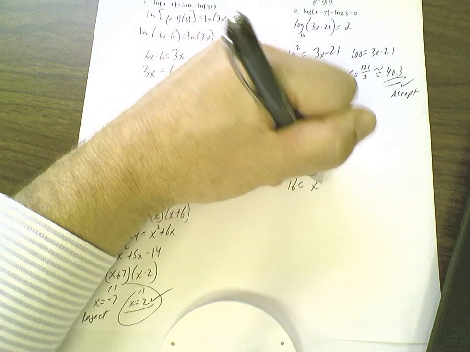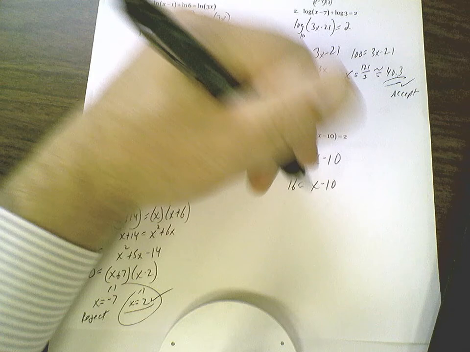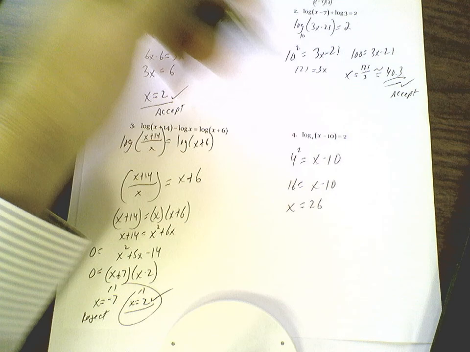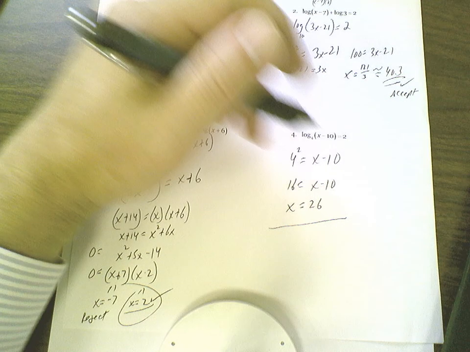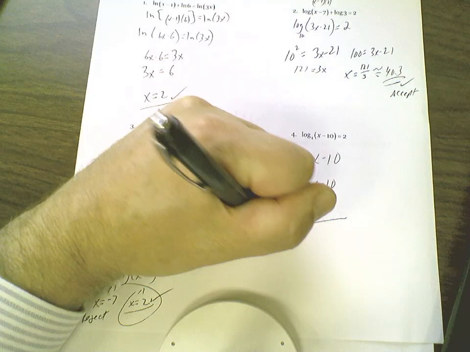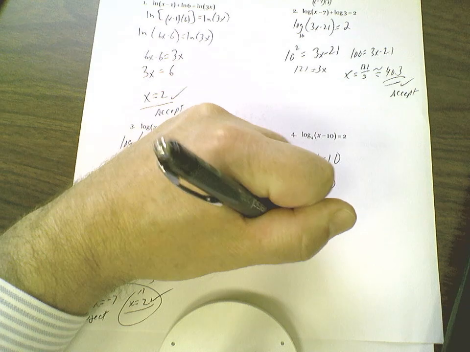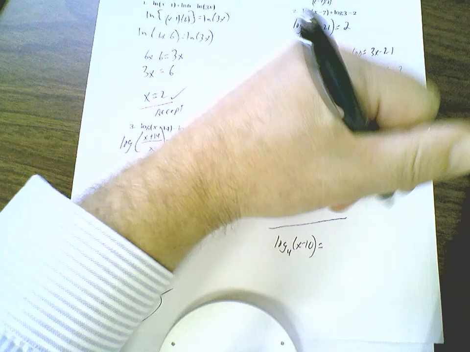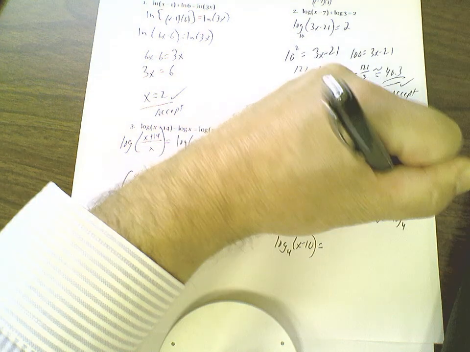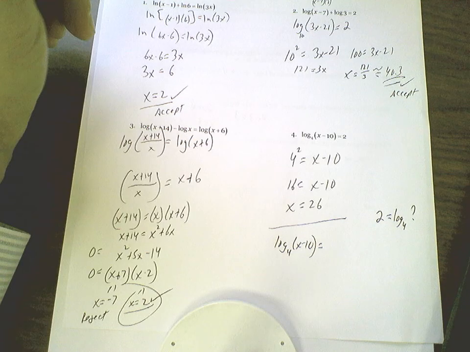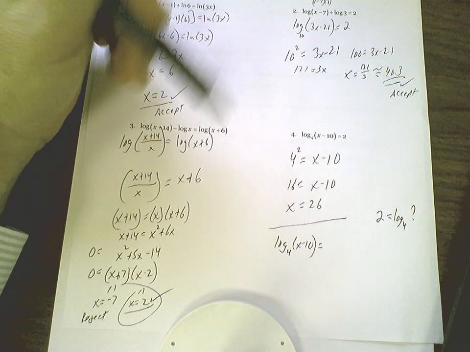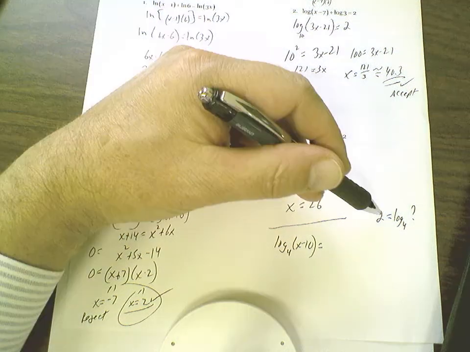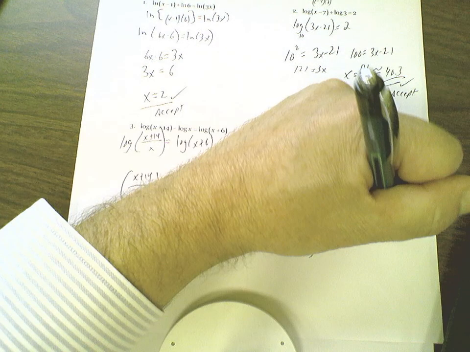x equals 26. By the way, just to show this to you, I could have done this in a couple of places, but look at this. Log base 4 of x minus 10, I'll leave that over here. 2 is equal to the log base 4 of what? This is another way we could do this problem. It's not preferred, but it's another way. If you like to do things of this nature, don't hesitate to do it. Well, it turns out that the log base 4 of 16 happens to equal 2.